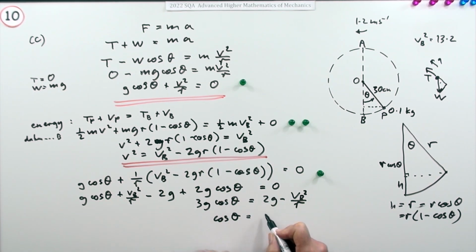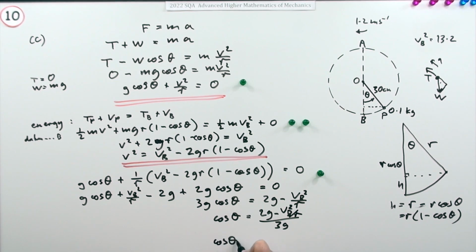So finally I've just got to divide that out. That's not looking so nice. So vb squared upon r all over 3g. Run out of space because now I'm going to put my numbers in. 2 times 9.8 minus, and I kept vb squared up here, 13.2 divided by 0.3, which is r, over 3 times 9.8. So I'm going to type that into the calculator, or you could just do it in one go. Inverse cos of that whole thing.